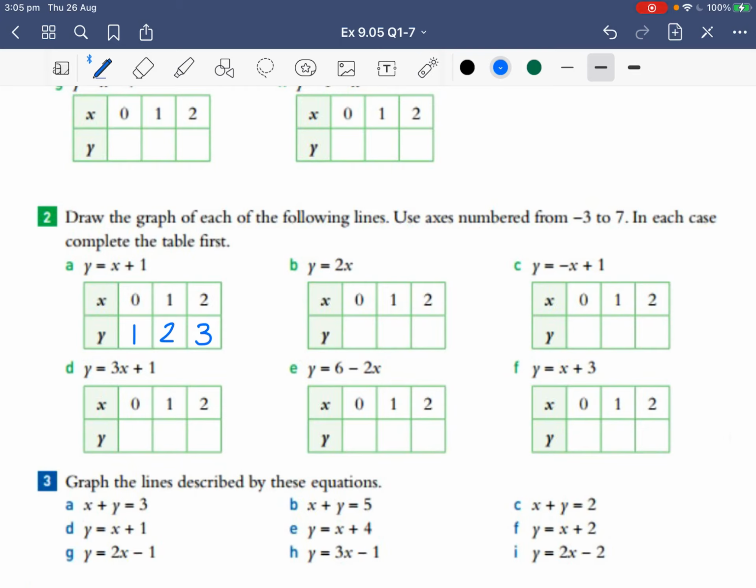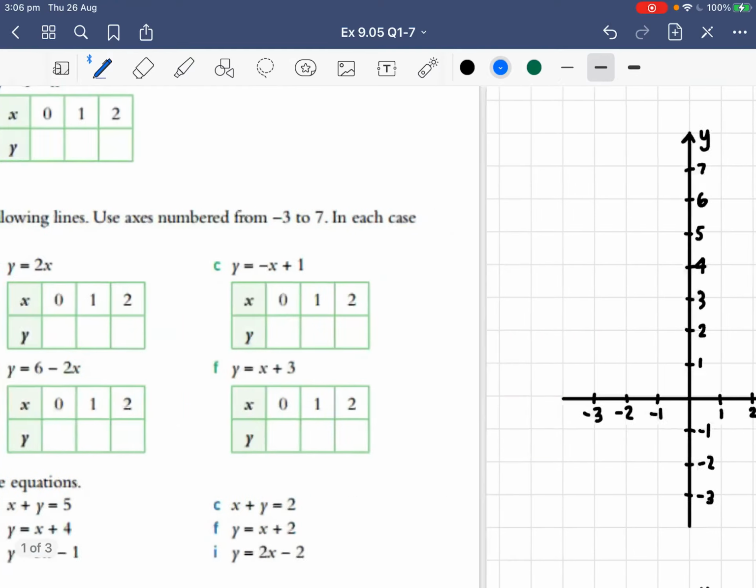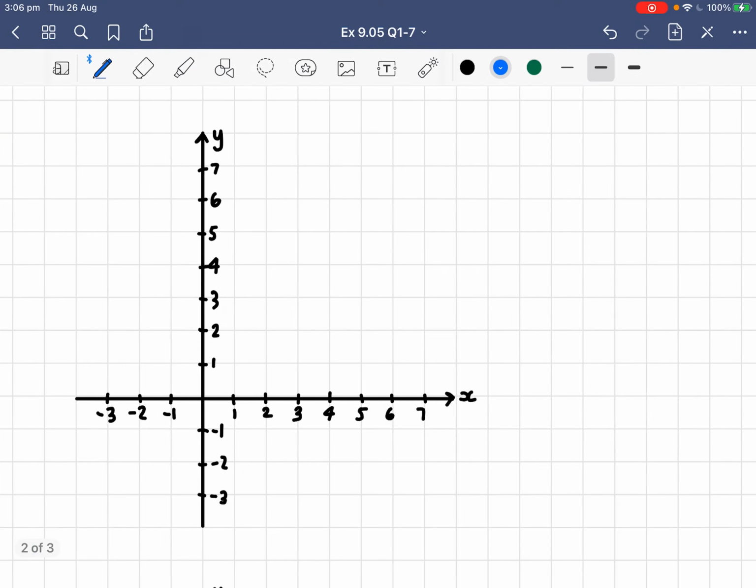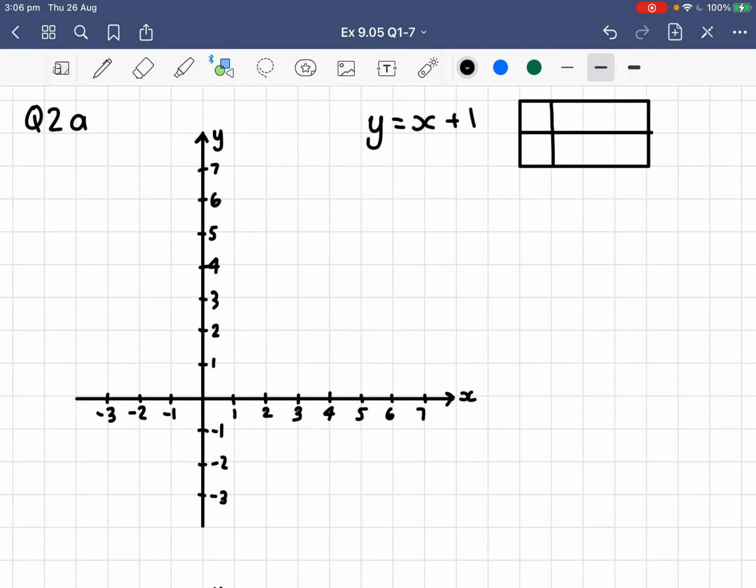We then want to graph this line on an axis from -3 to 7. Now I'm going to show you a couple of different ways to do this. So the first way is to draw an axis like so. So this is question 2A, and what we had was our equation y equals x plus 1. We had our table of values that looked like this with our x values 0, 1, 2, and our y values of 1, 2, and 3.